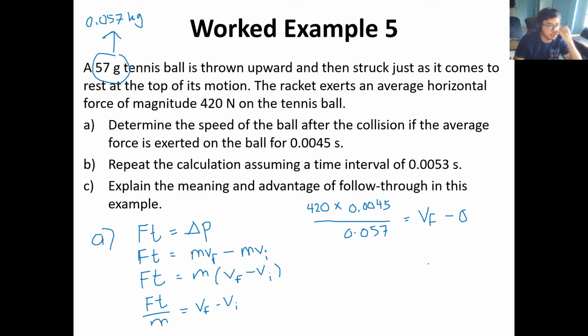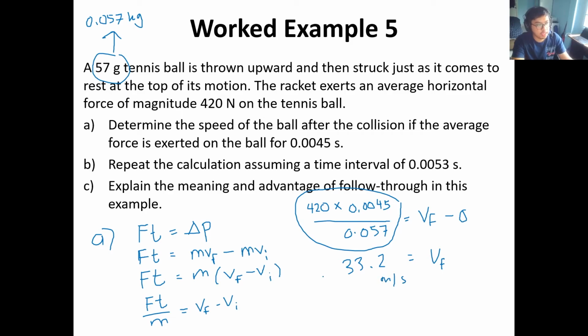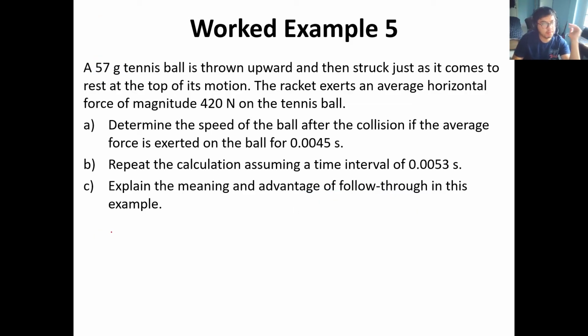Okay, so all you have to do is calculate everything on the left side, and what you will get is about 33.2 meters per second. And then B, repeat the calculation assuming a time interval of 0.0053 seconds. For B, we're going to repeat the same thing again as A, but this time we have a time interval of 0.0053.